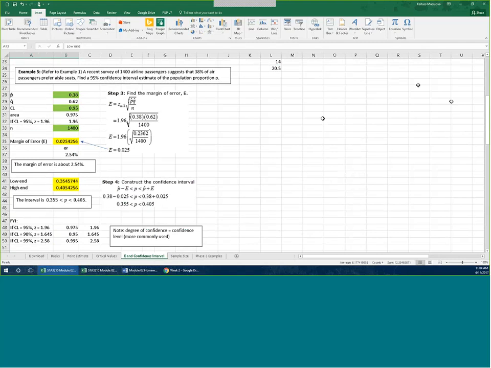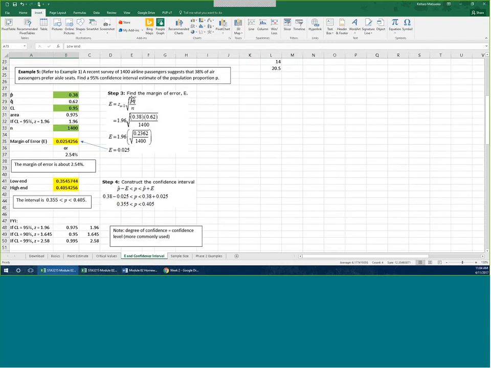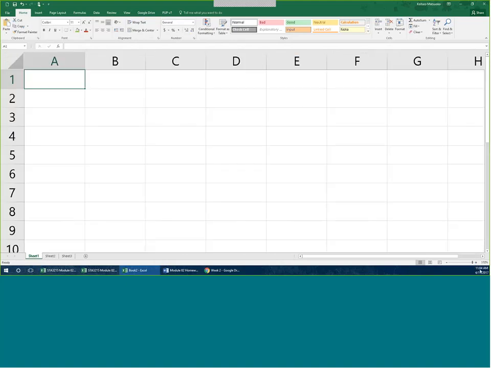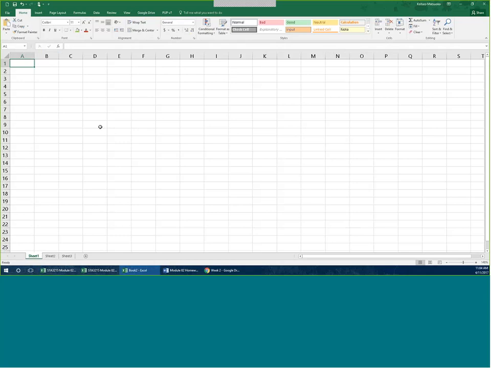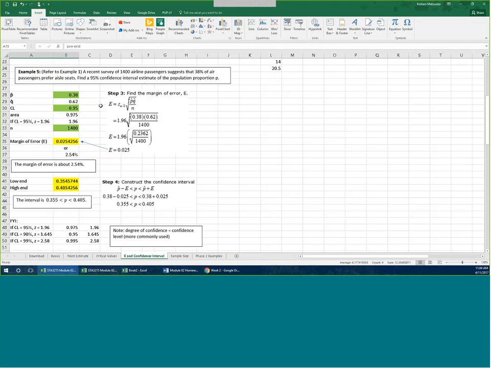Before I get to the standard deviation, one thing I want to mention is you can use my spreadsheet to do quizzes and assignments. So how do you use my spreadsheet for your quiz or for your assignment? Let's say you do an assignment here. Problem 1, for example. Let's say the problem is about the proportion, and I want to use the spreadsheet here. I want to repeat this.